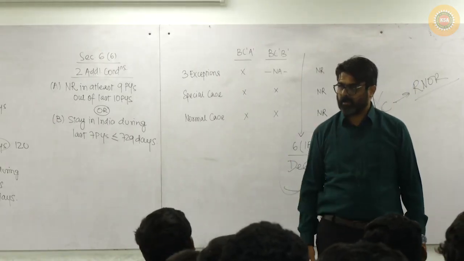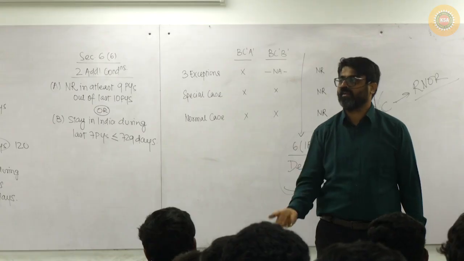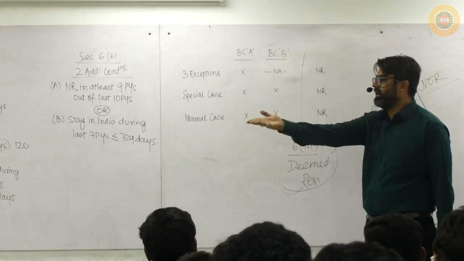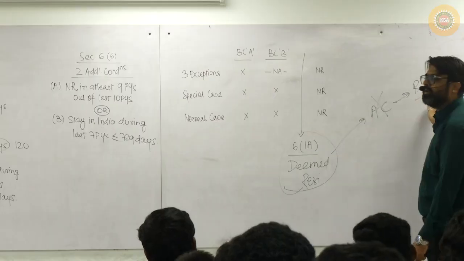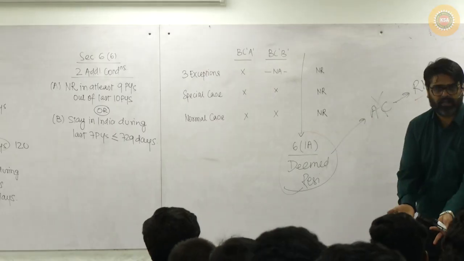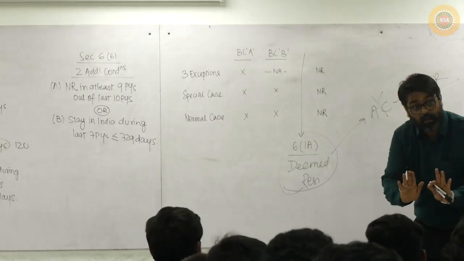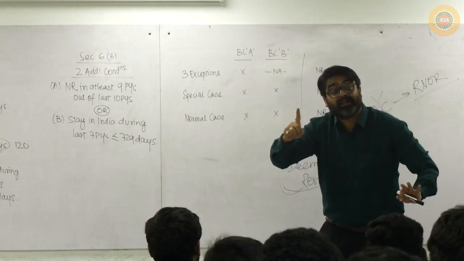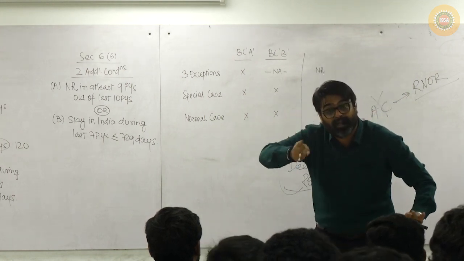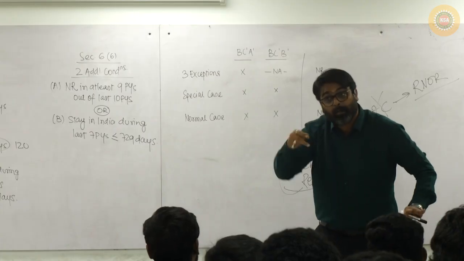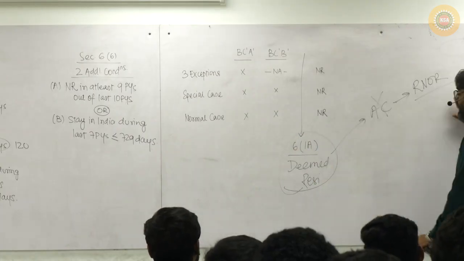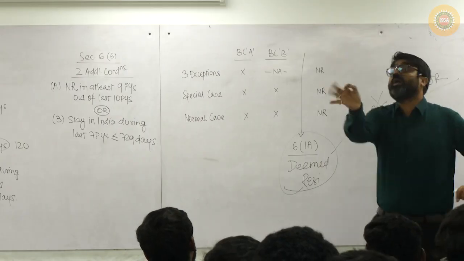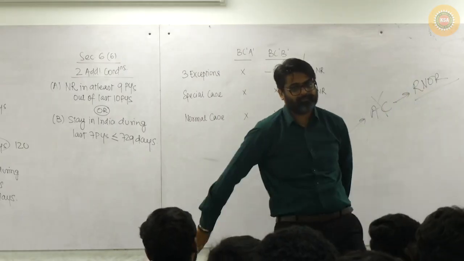And once you become RNOR, Indian incomes are taxable. Even if you are becoming non-resident, your Indian income was still taxable. Become RNOR, still your Indian income is taxable. There is no difference. But if you would have become NR, you would not have paid tax on both the foreign incomes, A as well as B. But now you have been made RNOR, at least on one foreign income you will pay tax in India.